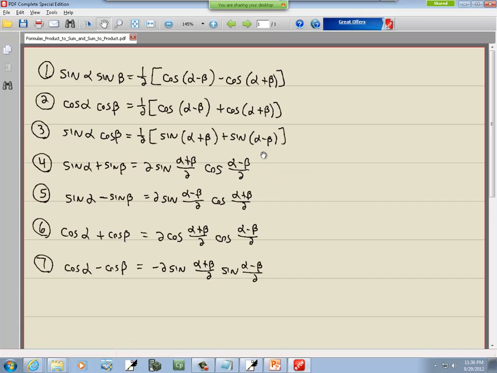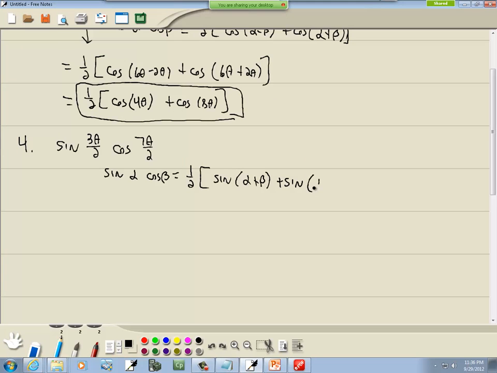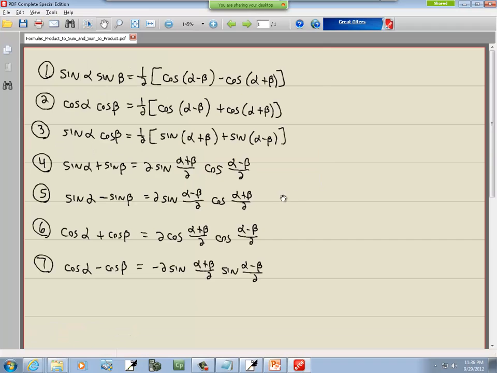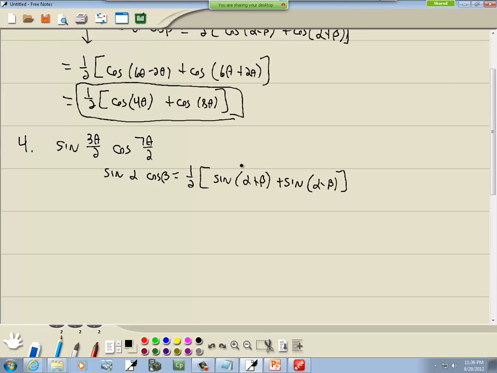Plus sine of alpha minus beta. We double check that. Sine alpha cosine beta, 1/2 sine alpha plus beta plus sine alpha minus beta. That looks good. Okay, well, this would be our alpha, and this would be our beta. So from our formula, this becomes 1/2 sine alpha plus beta. So we got 3 theta over 2 plus 7 theta over 2 plus sine of alpha minus beta. So we got 3 theta over 2 minus 7 theta over 2.